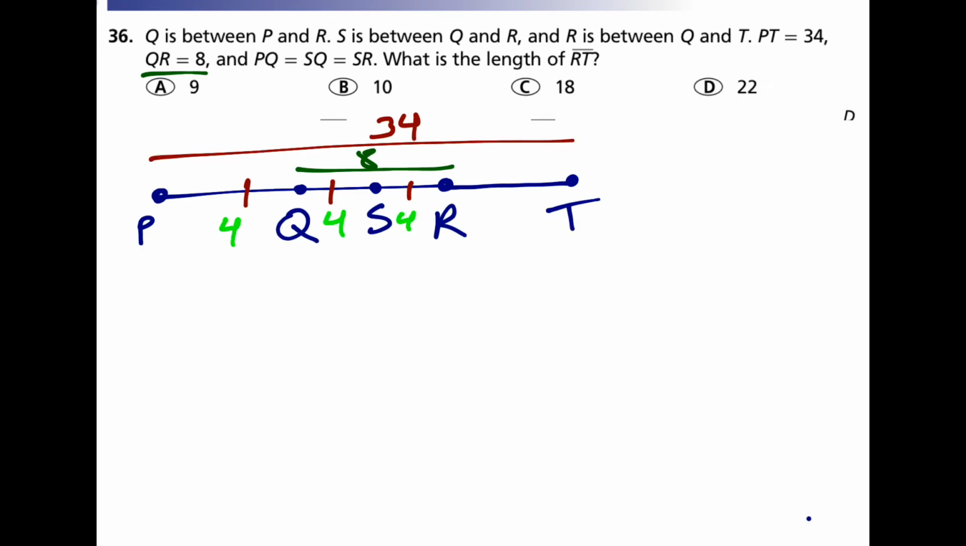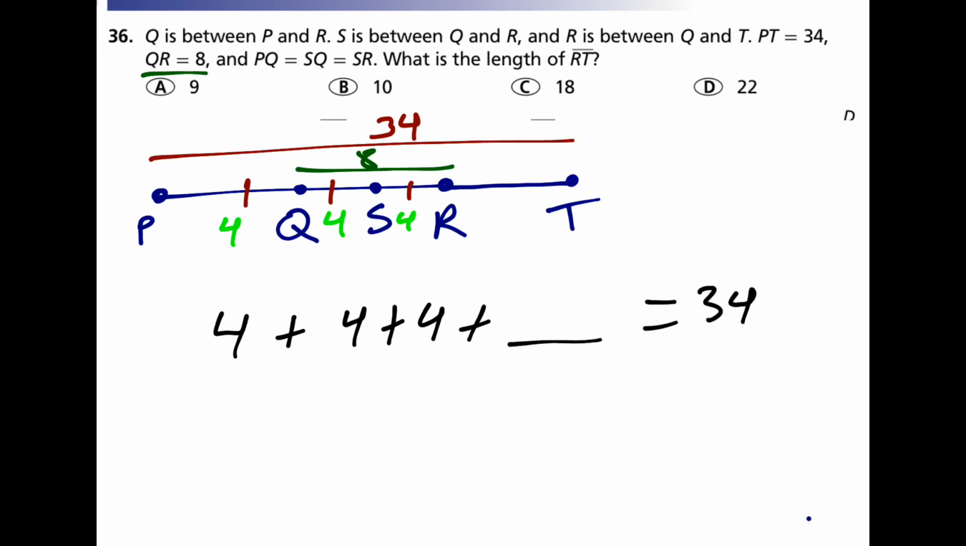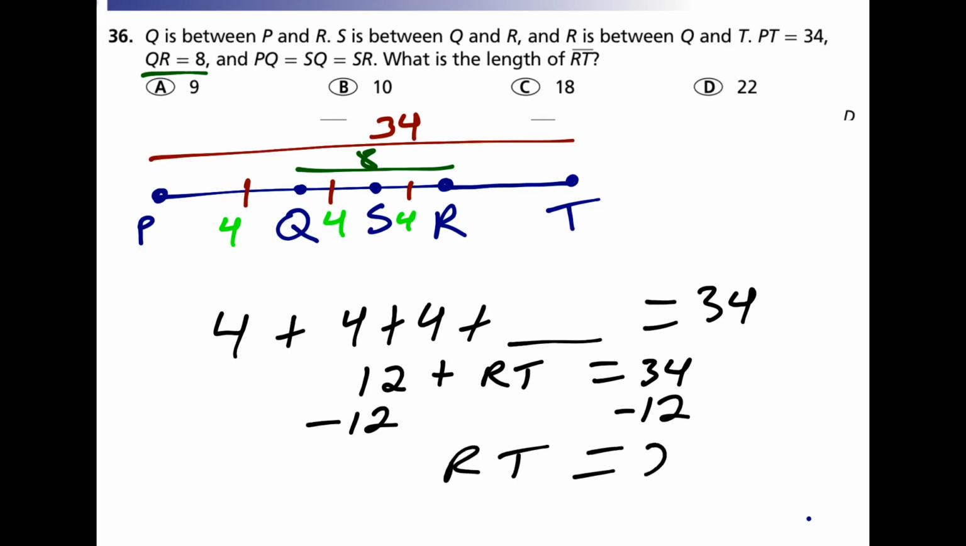Which means this one is 4. So I can carry these down and say 4 plus 4 plus 4 plus what is equal to 34. And that tells me the length of RT. So 12 plus RT is equal to 34. Subtract 12 from both sides. RT is equal to 22.